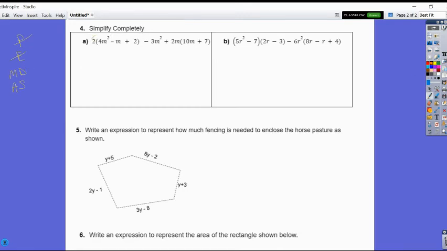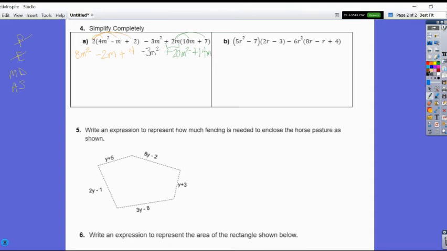So that first set of parentheses is going to need some multiplication because we are distributing. 2 times 4m squared makes 8m squared. 2 times -m makes it -2m, and 2 times +2 makes it +4. I've got this -3m squared hanging out here. Nothing else happened with it. Bring it along for the ride. And then that +2m is going to need to distribute through. So +2m times 10m makes +20m squared. And the +2m times +7 makes +14m.